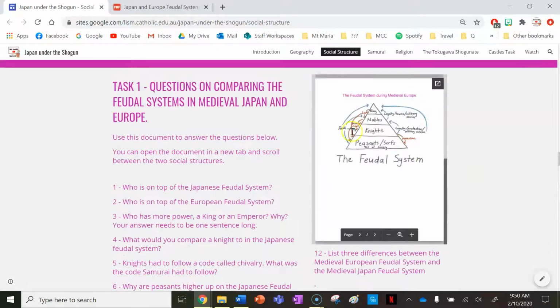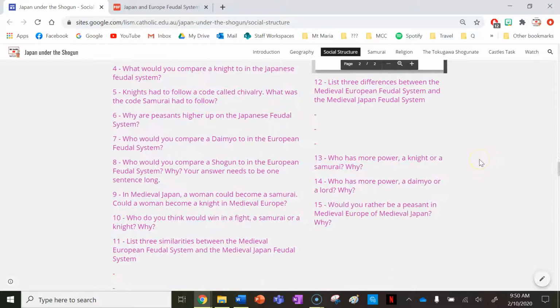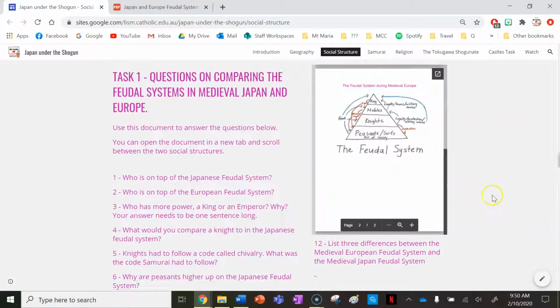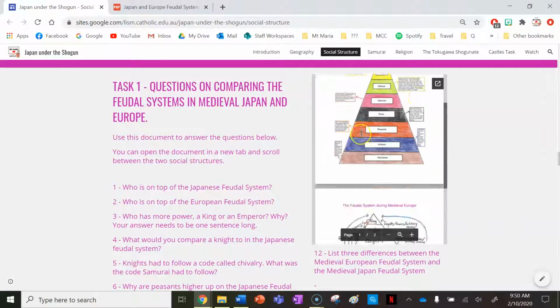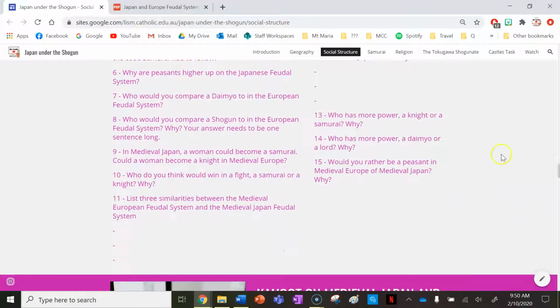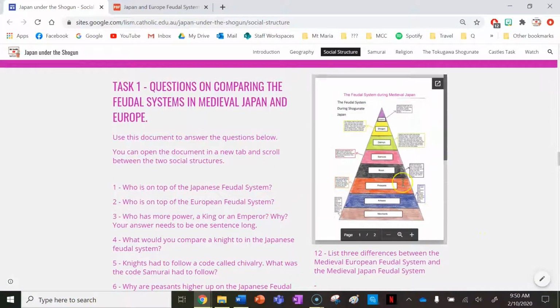Even though some nobles are actually pretty handy at crafting. Number 13, who has more power, a knight or a samurai? That's a really good question. I'm going to leave 13, 14, and 15 up to you guys to do in your book. Have a look at those descriptions there and see who you think has more power. And then who has more power, a daimyo or a lord, and why? And number 15, would you rather be a peasant in medieval Europe or medieval Japan, and why?